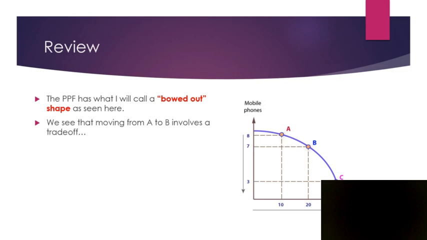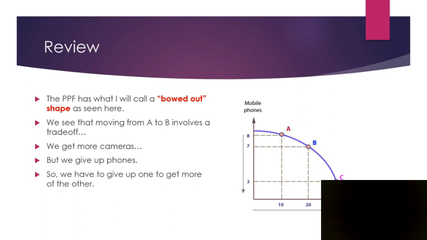Now again, remember, what we see here is that if we move from point A to point B, it involves a trade-off, right? We should be able to see that as we go from A to B, we get more cameras, but we give up phones. So going from A to B, we gain more cameras, we give up phones. So in this case, we have to give up one to get more of the other.